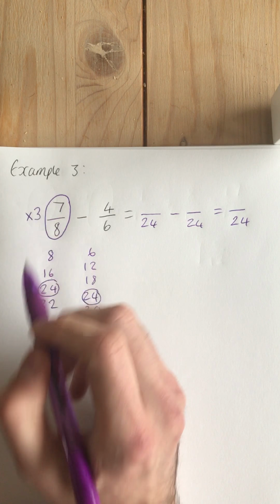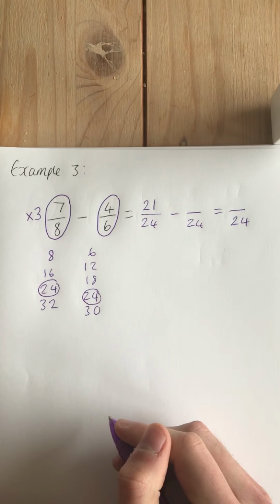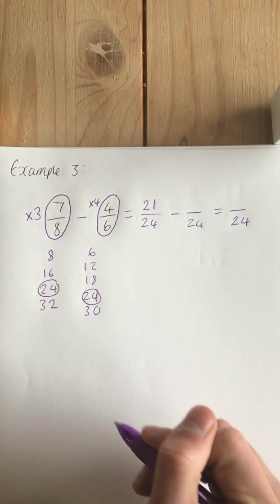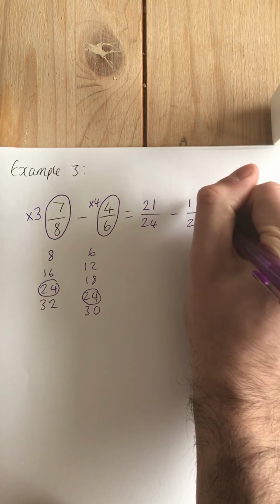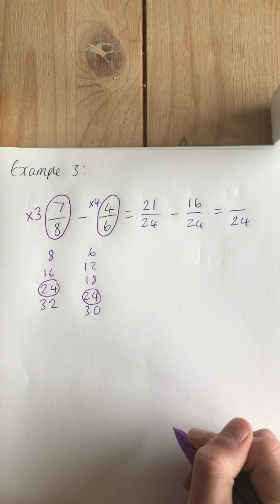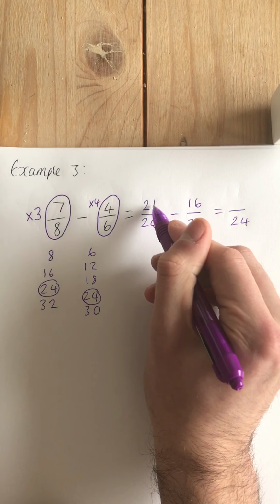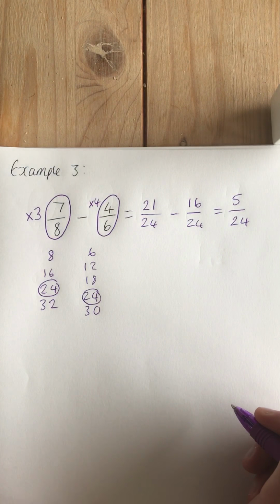Do the same for the second fraction. What have I multiplied 6 by to get to 24? 1, 2, 3, 4. So I need to multiply the top number by 4 as well. So 4 times 4 gives me 16. As the bottom numbers are the same, I can now complete the calculation. 21 take away 16 leaves me with 5, and that's my final answer.